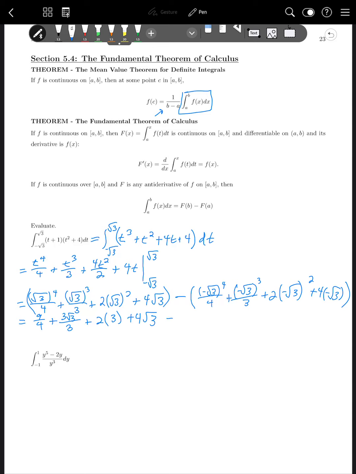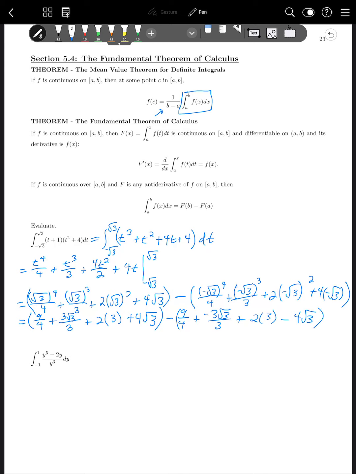And then over here we get negative square root of 3 to the fourth is 9, so this is 9 over 4. Negative square root of 3 to the third is negative 3 root 3 over 3. Negative root 3 squared is 3, and 4 times negative root 3 is 4 negative root 3.